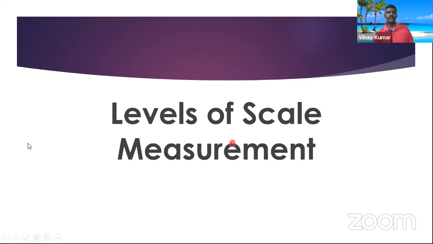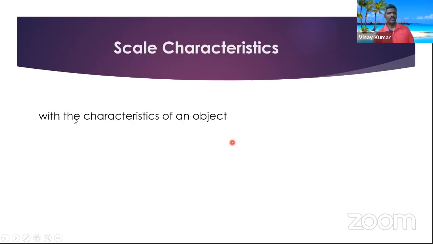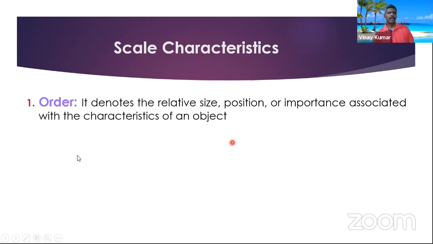Now, let me give an example and then try to make all these aspects of the different scales of measurement clear to you. Before we go to the different scales of measurement, whatever scale we select for the measurement should have at least three important characteristics. Please understand, whatever scale a researcher takes for measuring the subject or the attributes of the subject, he has to ensure that it has these three characteristics.